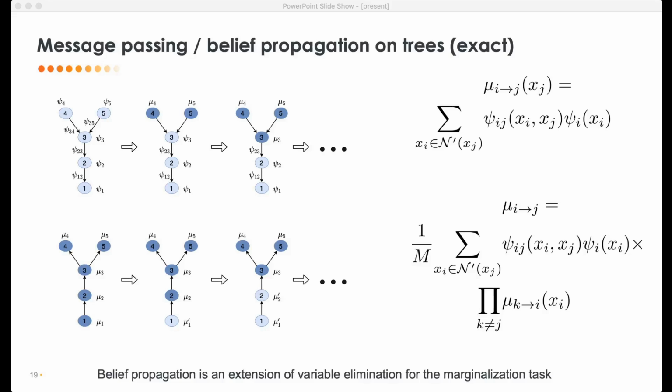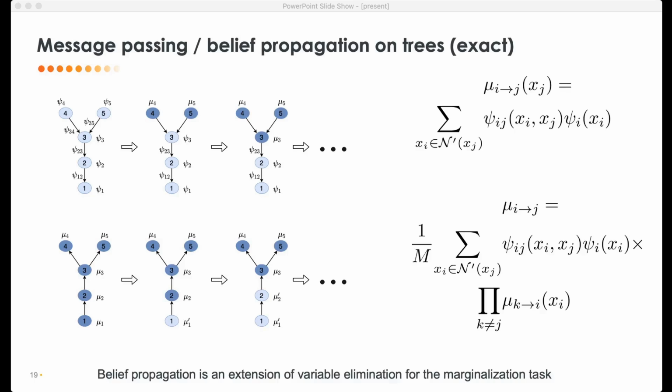Okay, that was variable elimination, which is an exact algorithm to marginalize graphical models. There is another approach which generalizes variable elimination called belief propagation, message passing, or forward-backward algorithm. Message passing got lots of attention recently in the study of the expressive power of graph neural networks because of its relation to the graph isomorphism test.